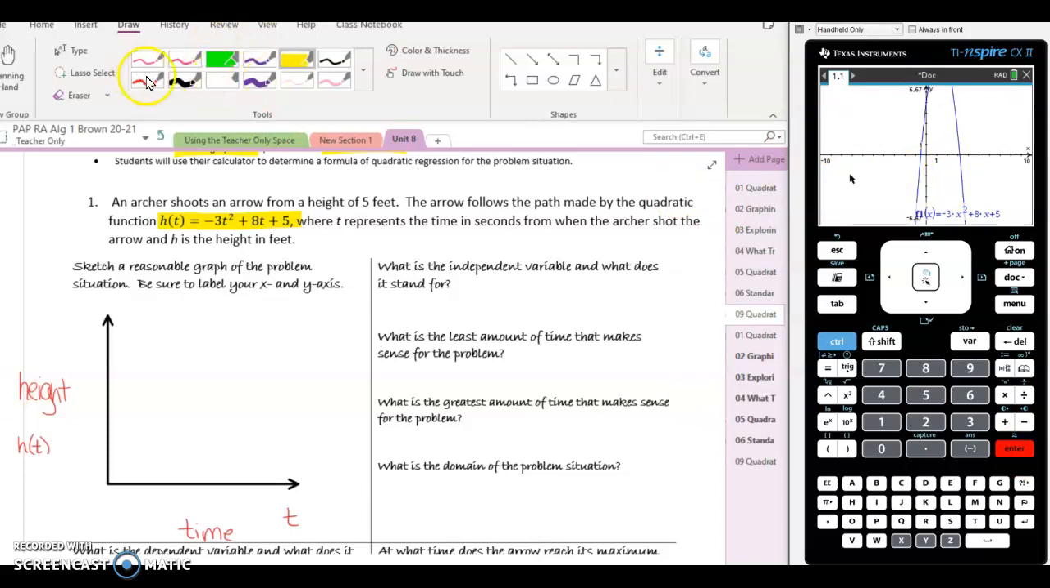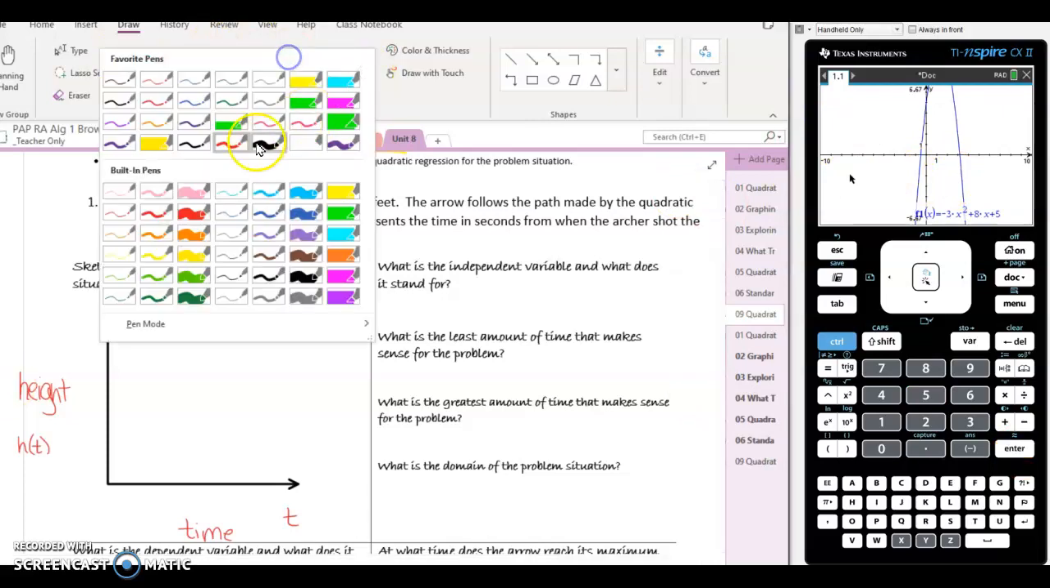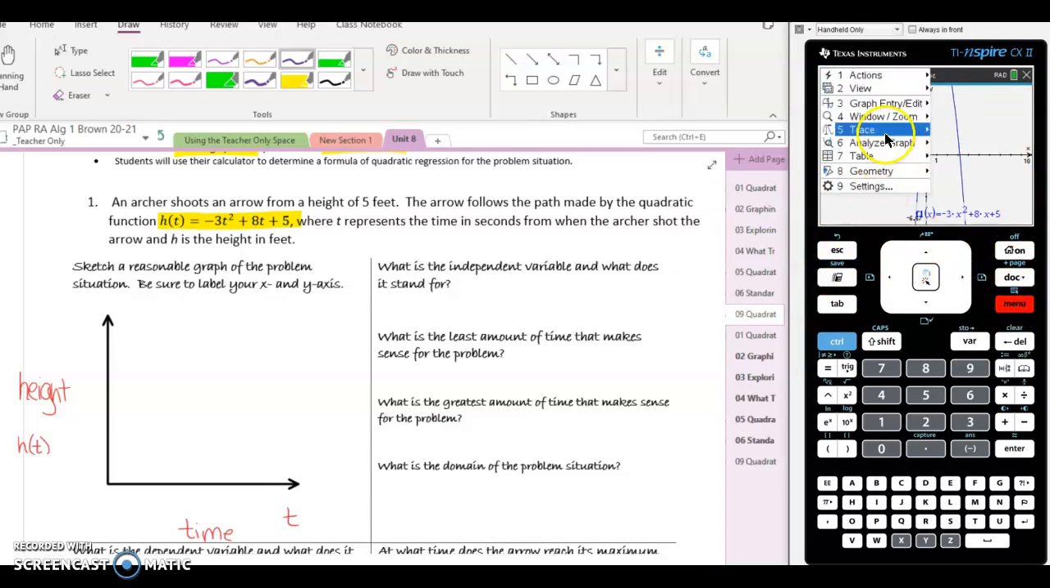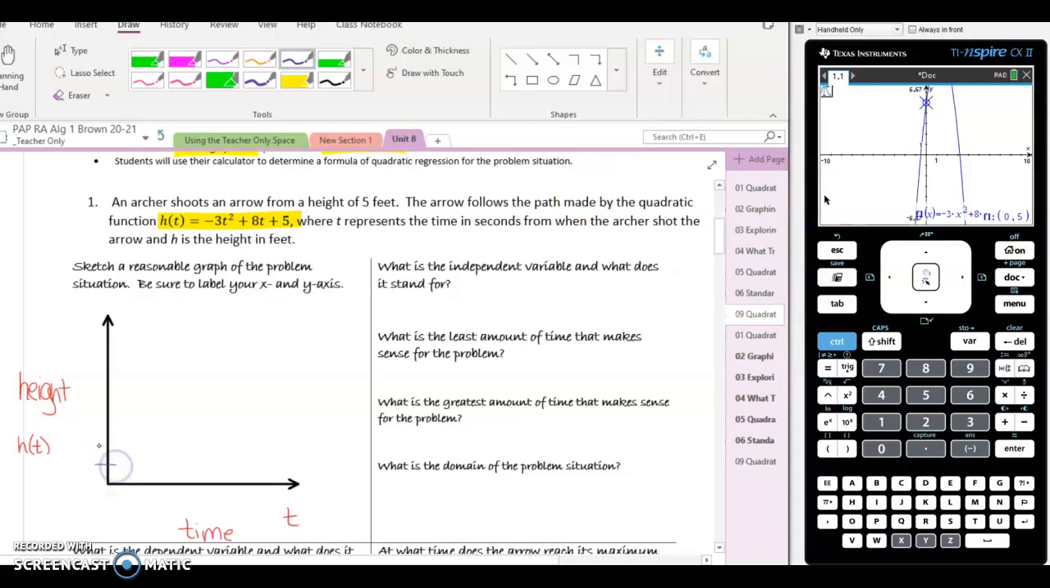We can't tell a whole lot about it just yet, but we do know that our calculator will help us out on some of the things. So we need to know a couple things. We need to know where it crosses the y-axis. So let's do menu, trace, graph trace. What that tells us is at 0, 5, that is our y-intercept. So it's 1, 2, 3, 4, 5. So I know that that's where that thing's going to start.